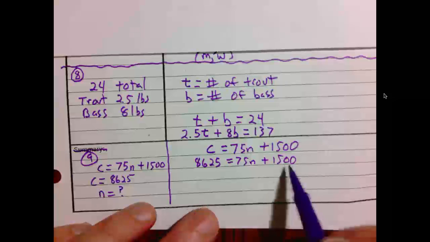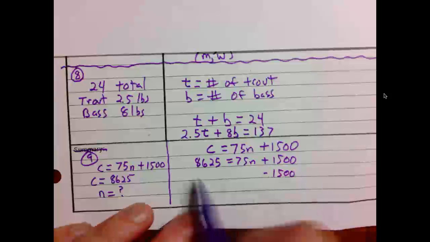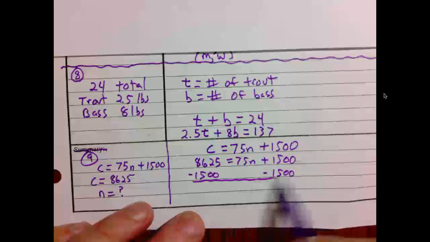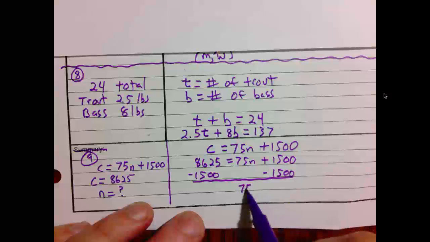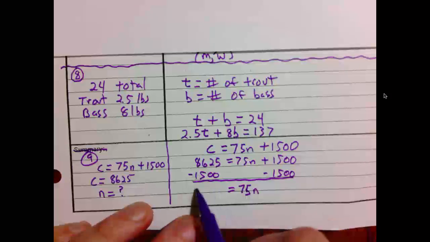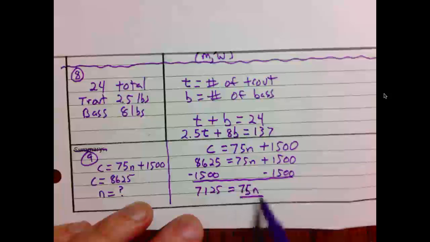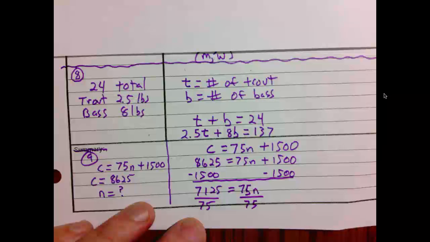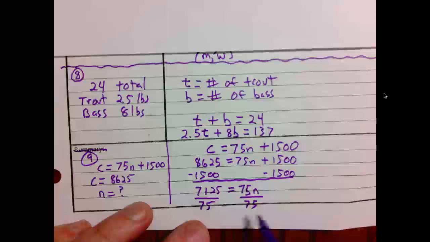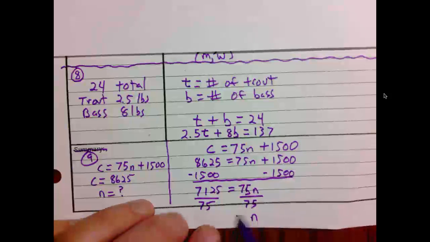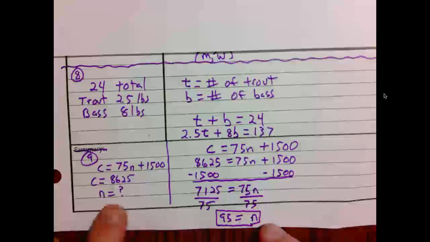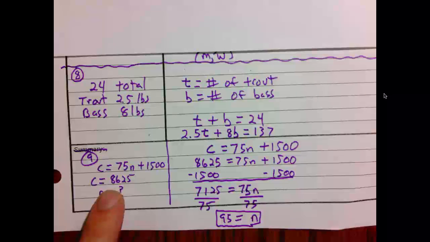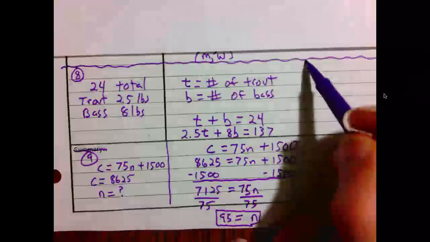Solving for n, we will now subtract 1,500 from both sides. 75n is 7,125, and dividing both sides by 75, $7,125 divided by 75 is 95. N is 95. That is our number of guests. 95 guests will cost $8,625.